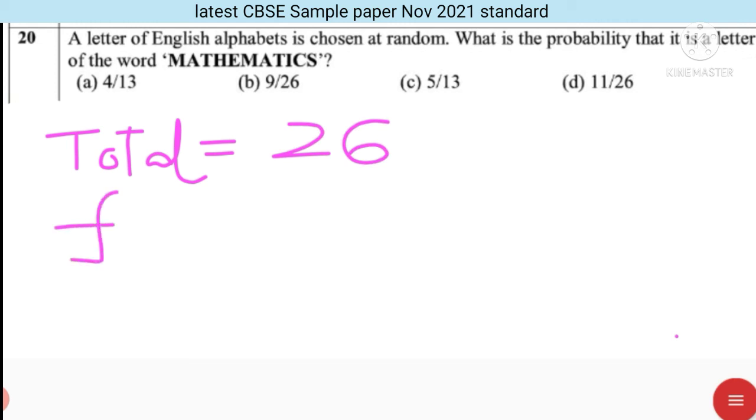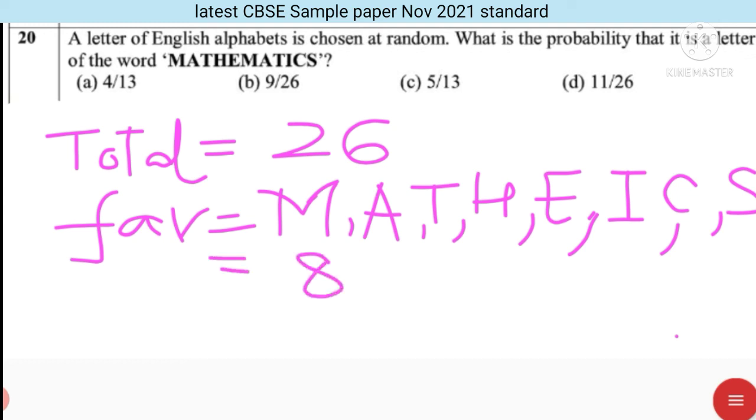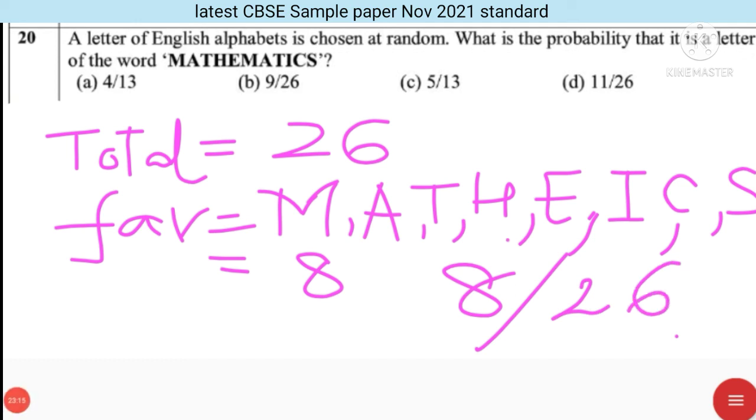Now, what are your favorable case? Now see, you cannot just count all the letters of the word mathematics. You are just to count every repeating letter as once. So M is my favorable, A, T, H, E, then M again comes, but it has already been counted. Then A is already counted, T is already counted, I, C and S. So 8 are my favorable cases. So my answer comes out to be 8 by 26, which gives me 4 by 13. That is, A is the correct answer.